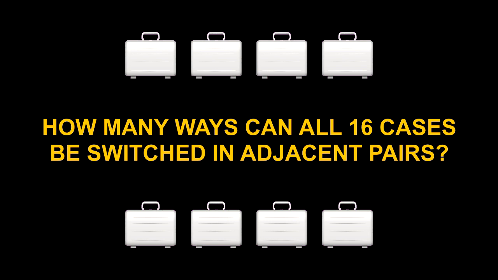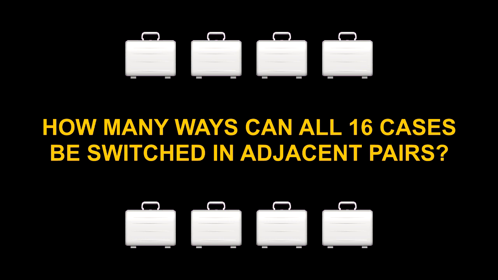But my curiosity and the focus of this video has to do with the first type of shuffling, the pair swap. The question I was asking myself was this: if you take all the 16 cases and swap them two by two all at the same time, in how many different arrangements can they be switched around?